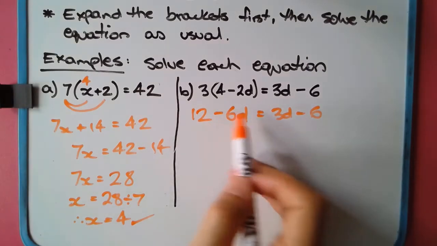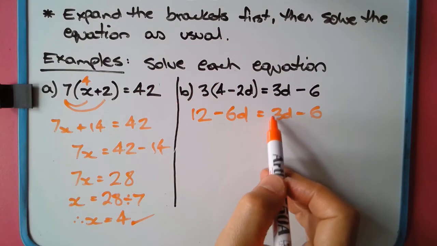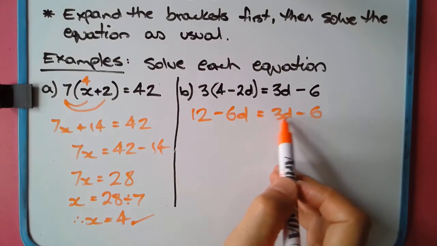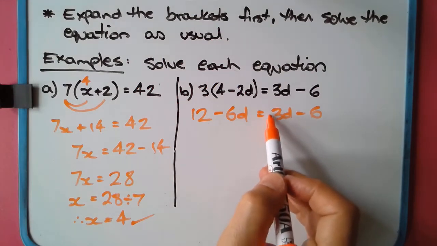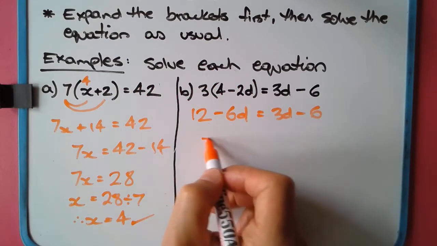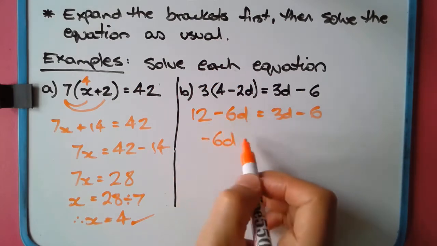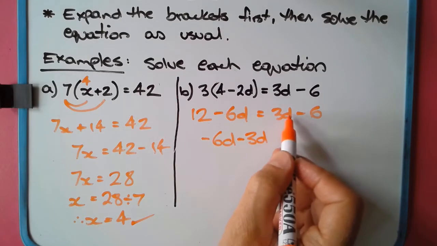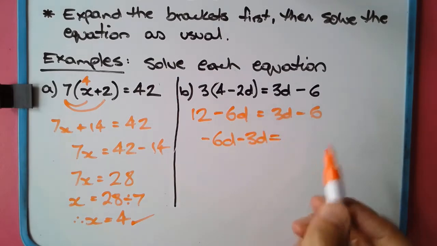The negative 6d is okay where it is. The 3d is not. That's a positive. If we don't have a sign next to the 3, we assume it to be a plus. So the next line is going to be negative 6d. That's okay where it is. We're going to move the 3d over. It becomes a negative, is equal to.